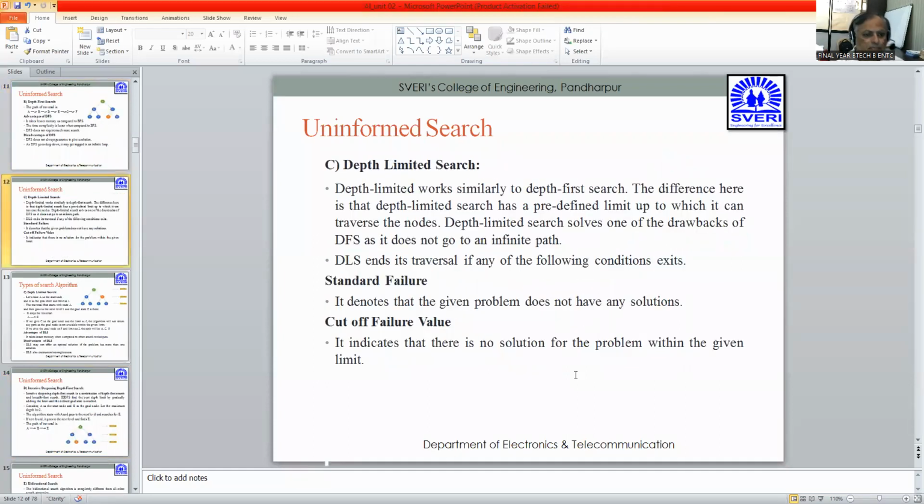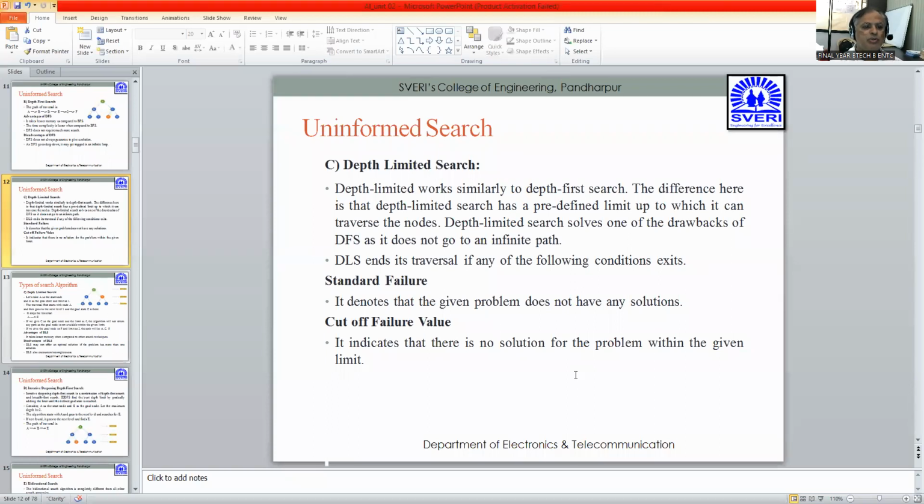Now we'll move on to the new one called depth limited search. In this depth limited search, the limitations of DFS are tried to be removed. This search solves one of the drawbacks of DFS, that it does not go to an infinite path. So the issue of getting stuck in a loop, which belongs to depth first search, is what depth limited search tries to remove.